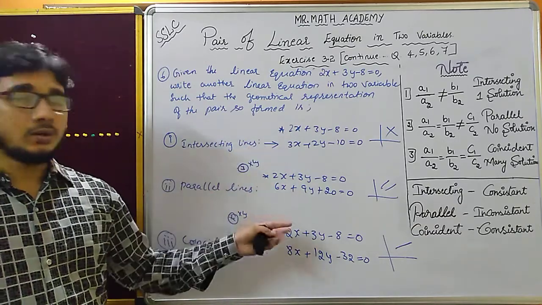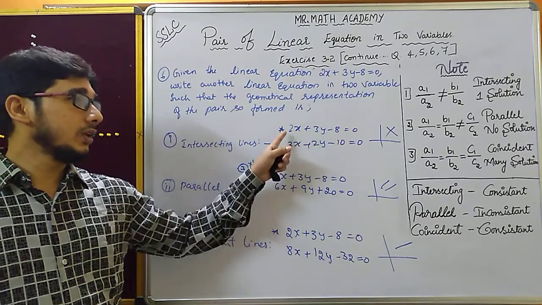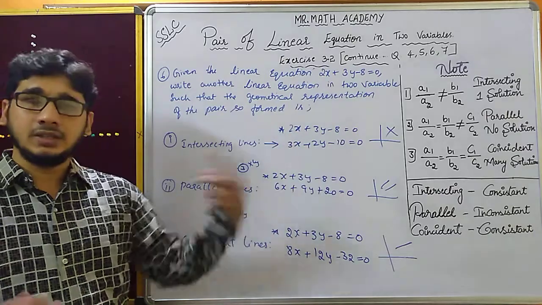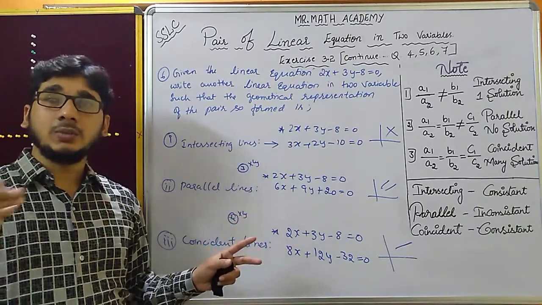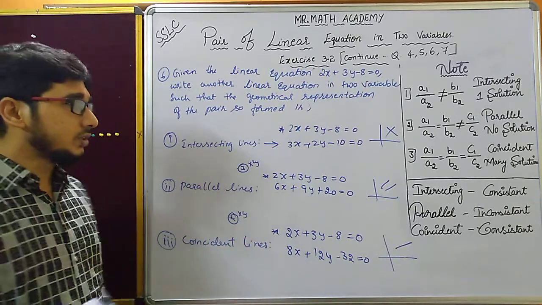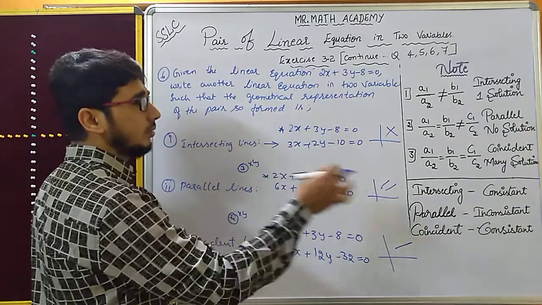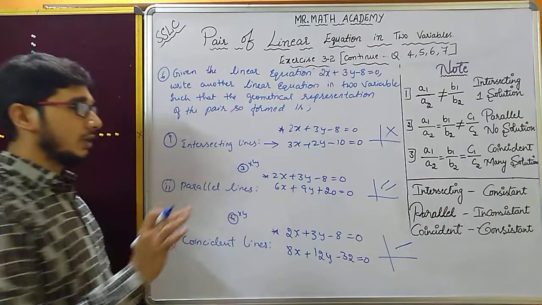Just write any other number here, except this number and this number, and the equations will become not equal. But don't write multiples of that number. Do not take any one number and multiply, just any number. 2, 3 is there, you write any number: 4, 5, 7, 8, 9, 10, anything. So you get an intersecting line.